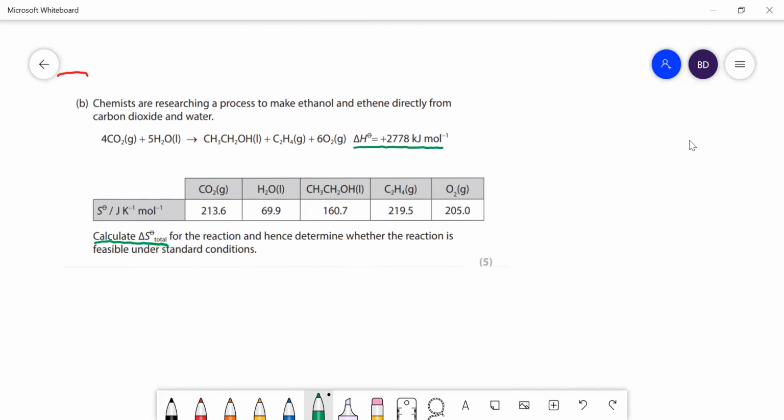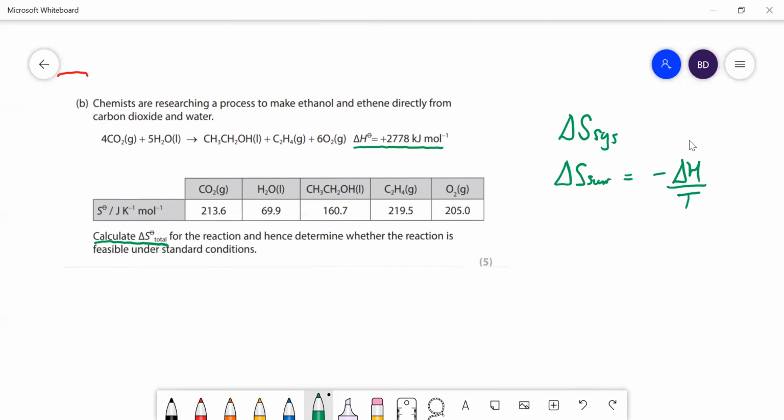So we need to work out, first of all, delta S of the system, and we need to work out delta S of the surroundings, which is equal to minus delta H over the absolute temperature T. So let's work out delta S system first of all.